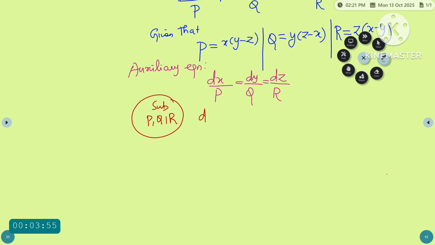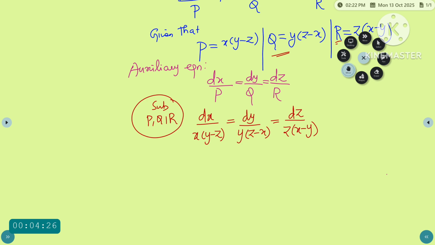The auxiliary equation changes into dx divided by x into (y minus z), equal to dy divided by y into (z minus x), and equal to dz divided by z into (x minus y). Just write the auxiliary equation and then substitute the values for P, Q, R respectively. Then what is our next step? The next step is to choose the multipliers.